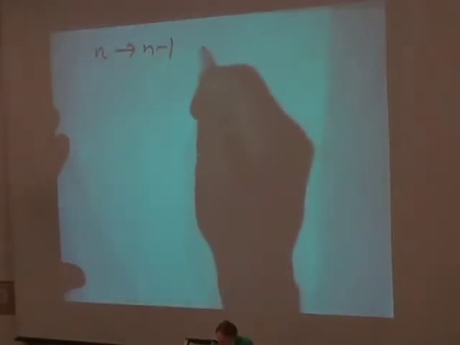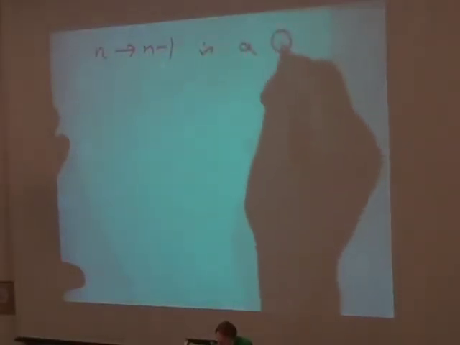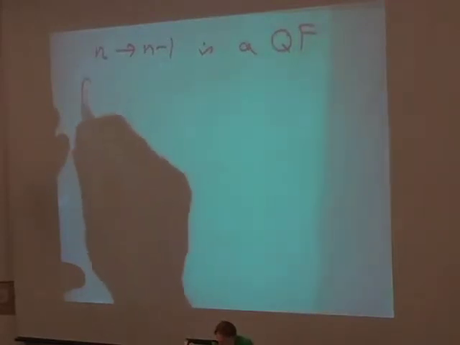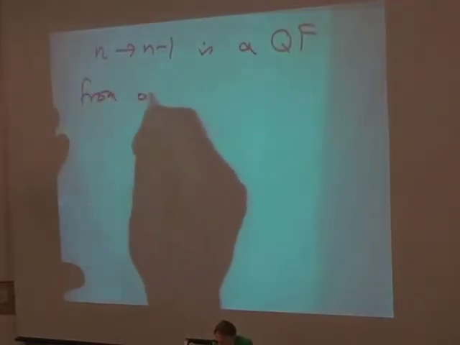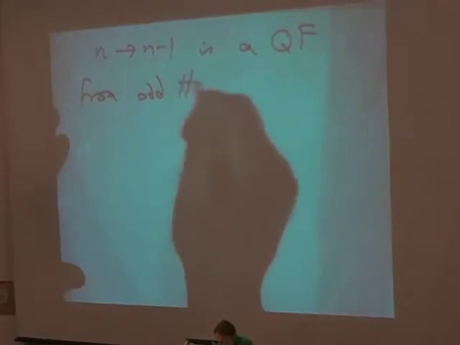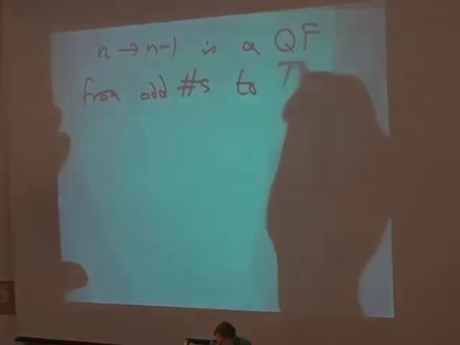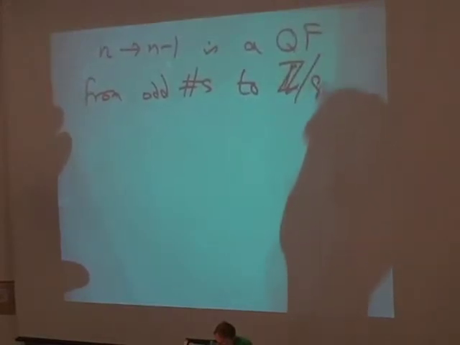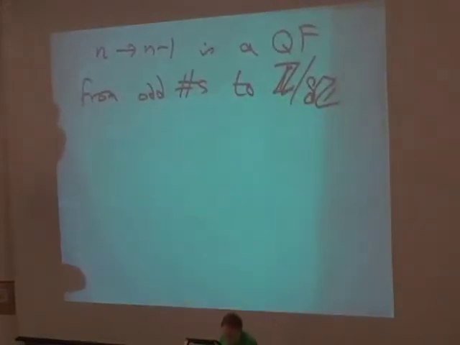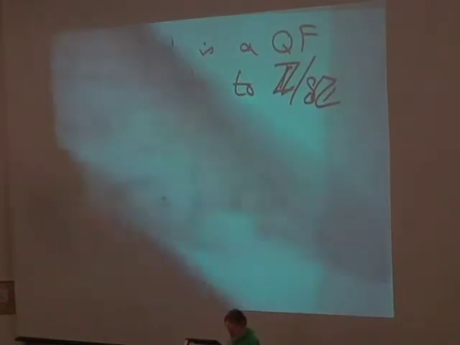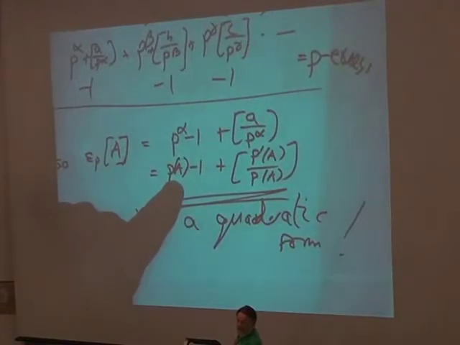N to n minus 1 is a quadratic form from odd numbers to numbers, well, let's say to Z mod 8Z, numbers modulo 8. This is absolutely fantastic. Let me remark that the p part is an odd number. I haven't introduced p equals 2 yet. So the p part is an odd number.